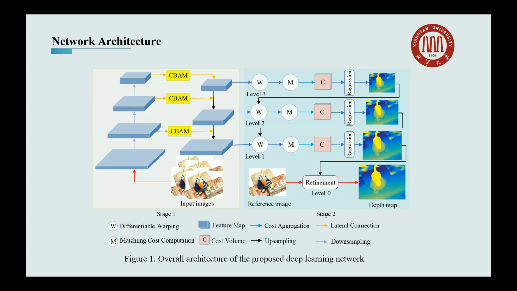In stage 2, the different hierarchical feature maps obtained in stage 1 are processed through a series of processing steps to predict the different level depth maps. In the output part of stage 2, the depth map generated in level 1 is upsampled. Then, fusing the refined reference image through the depth residual network, the final depth map is obtained.